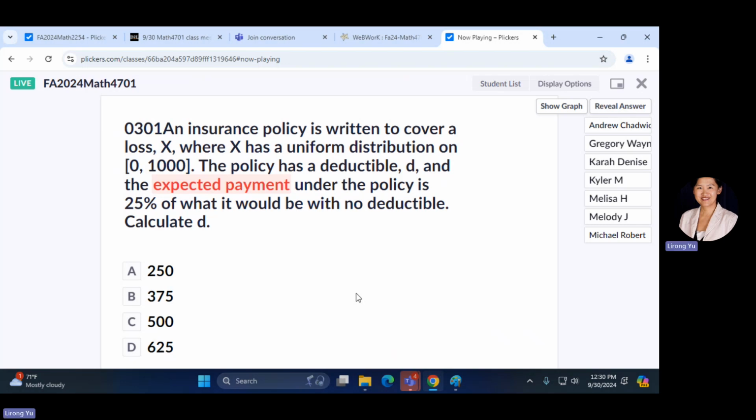The question on the board is one of the uniform distribution questions. I'm going to use it for attendance.